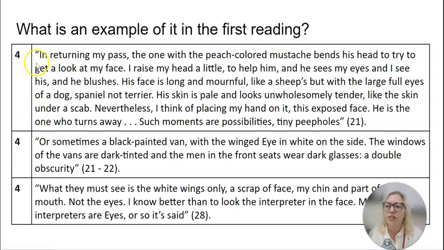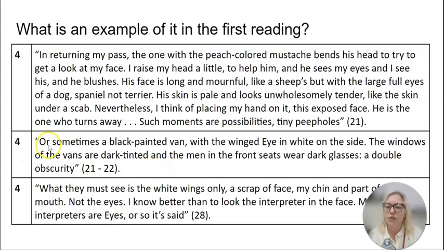Chapter 4, we have this moment in Returning My Past. "The one with the peach-colored mustache bends his head to try to get a look at my face. I raise my head a little to help him, and he sees my eyes, and I see his, and he blushes. His face is long and mournful like a sheep's, but with the large full eyes of a dog, spaniel, not terrier. His skin is pale and looks unwholesomely tender like the skin under a scab. Nevertheless, I think of placing my hand on it, this exposed face. He is the one who turns away. Such moments are possibilities, tiny peepholes." So this is the eye contact between Offred and the guard. And so that's a good example of the motif of eyes.